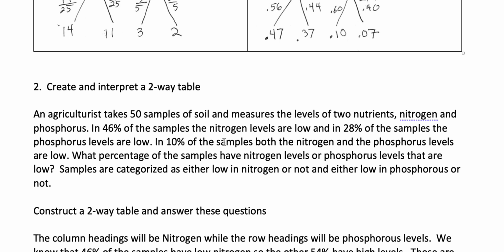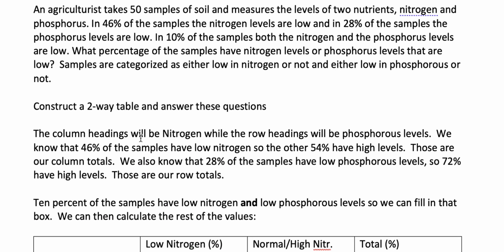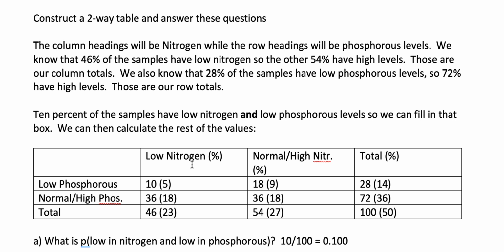In each case, you're going to either have low or high levels, and so it's going to be set up for a two-way table where either the columns or the rows will be nitrogen, and then the phosphorus will be the other. And they give us some values here. So we're going to just pick nitrogen to be the column headings, and the row headings will be phosphorus. We could have done it the other way around.